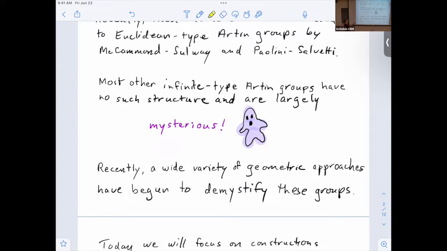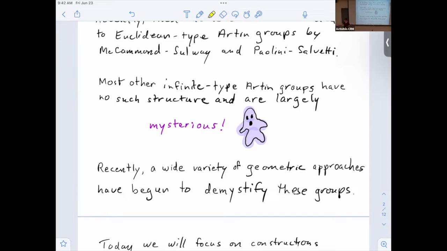But that makes them interesting, right? If they're mysterious, they're interesting. Lots of open questions. Some of it goes back to some work of myself and Mike Davis in the 1990s, but then nothing was happening for quite a long time. Recently, there's been an explosion of activity in this area using geometric methods, some of the things we've been hearing about all week this week, to help us understand these groups.